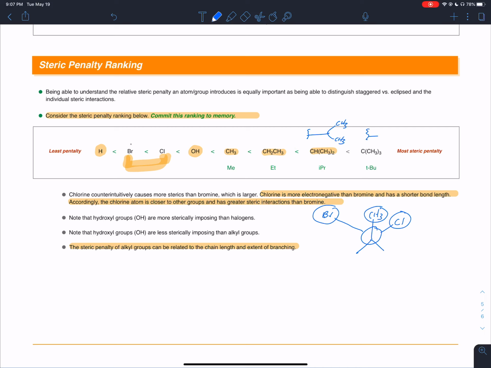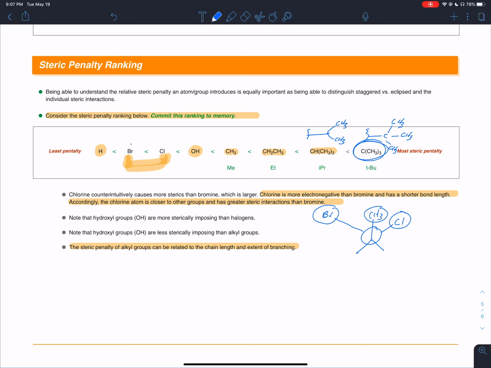And we'll see a huge increase in sterics when we look at the tert-butyl group. The tert-butyl group has a carbon bonded to three other methyl groups. Tert-butyl groups cause an enormous amount of sterics. Okay, enormous. I can't stress that enough. What did I say? Enormous. Tert-butyl groups are extremely sterically penalizing.